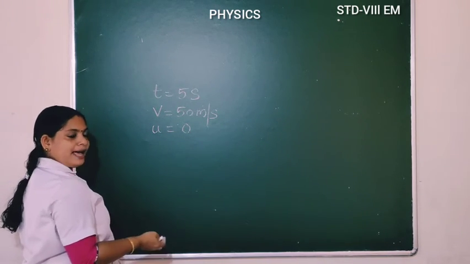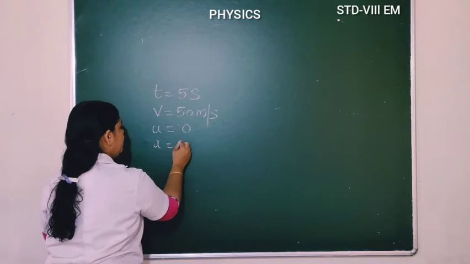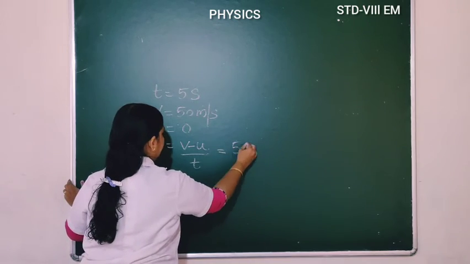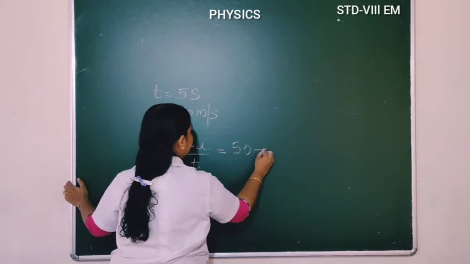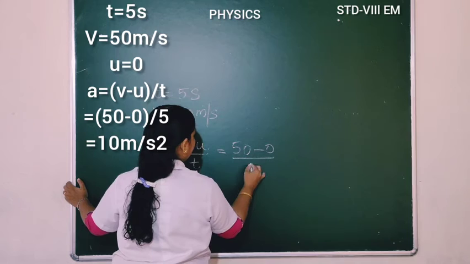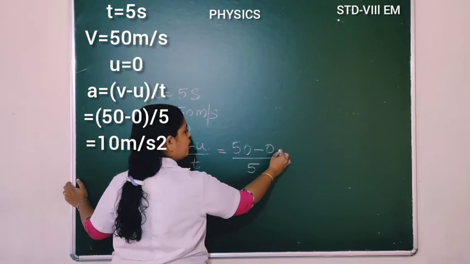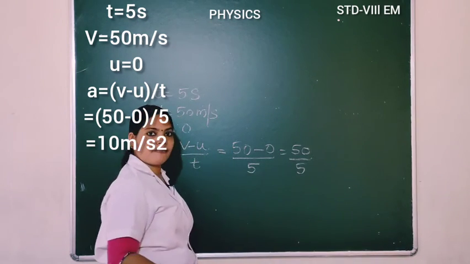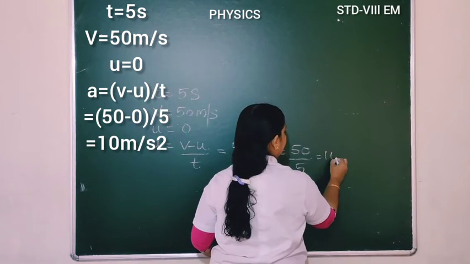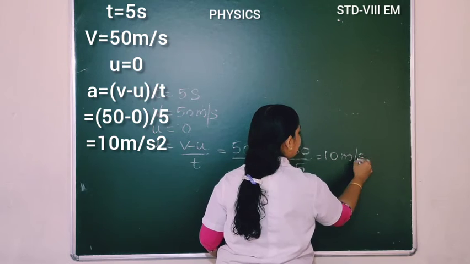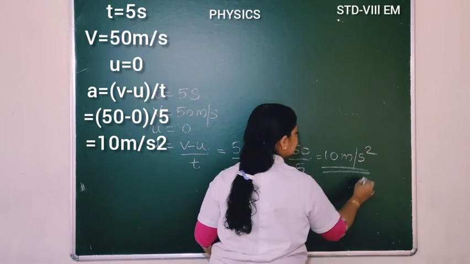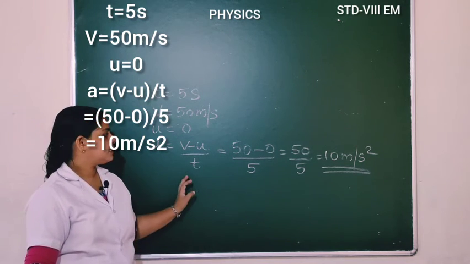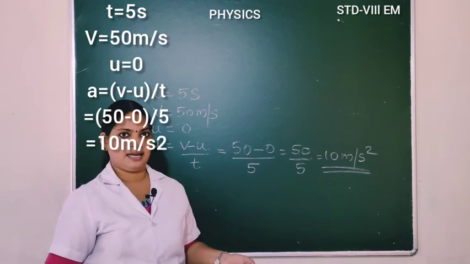Now we can calculate acceleration. a is equal to v minus u by t. v is 50, u is 0. 50 minus 0 by t, that is 5. So 50 minus 0, 50. 50 divided by 5, 10. The unit of acceleration, meter per second square. The answer is 10 meter per second square. So this is the way to calculate acceleration.